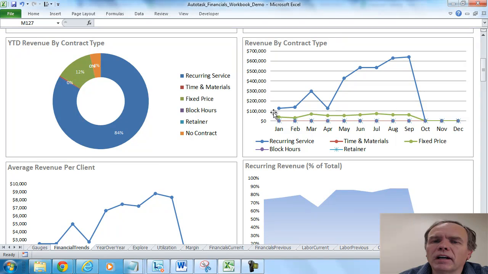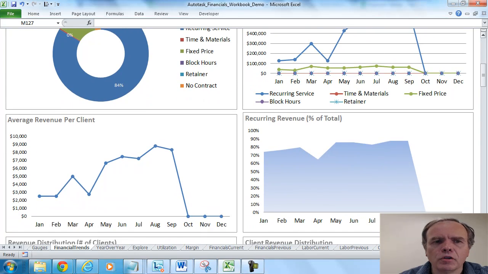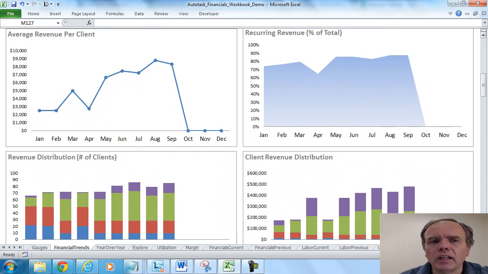We also provide for each month what the total dollars happen to be. In this case, you can see this large increase in revenue for recurring service. My recurring service revenue is growing. We also provide the average revenue per client. Average revenue per client takes the total revenue for a month divided by the number of clients you actually invoiced in that month to come up with an average revenue per client.